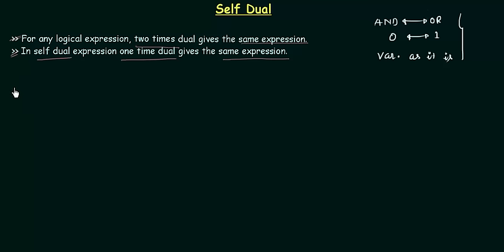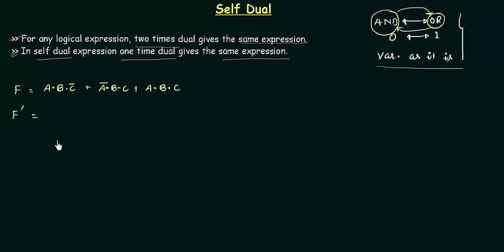Let's say our function is f and it is equal to a and b and c complement, or a complement and b and c, or a and b and c. This is our function, and we will take dual 2 times and see if we have the same expression or not. F dash is the function that we are going to have after taking the dual 1 time, and to take the dual, we have to switch AND with OR and OR with AND, and we have to keep the variables as they are. So let's start with it.